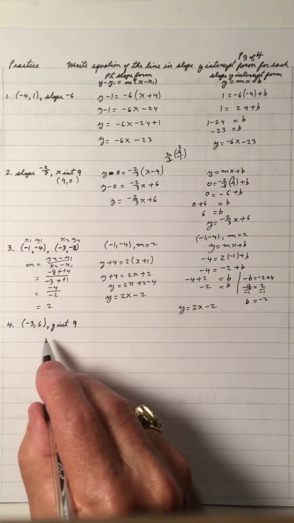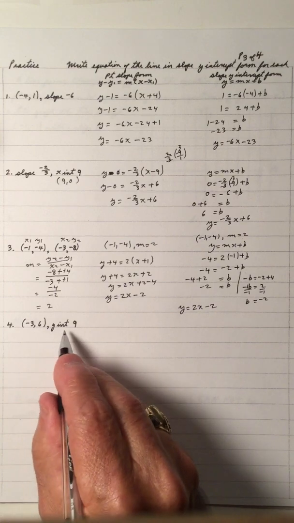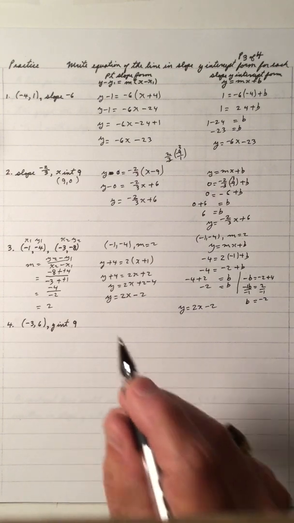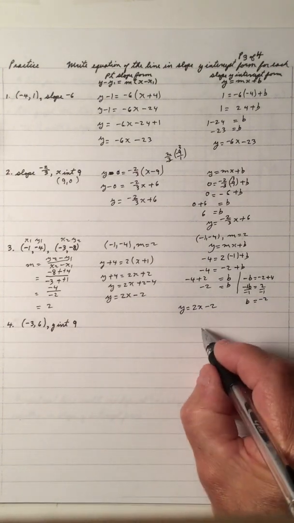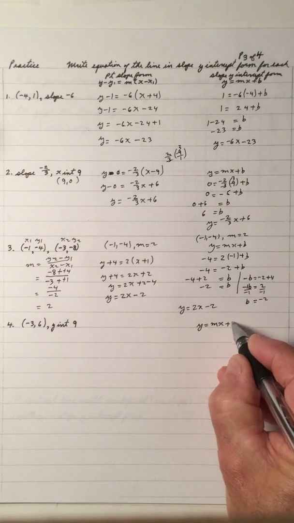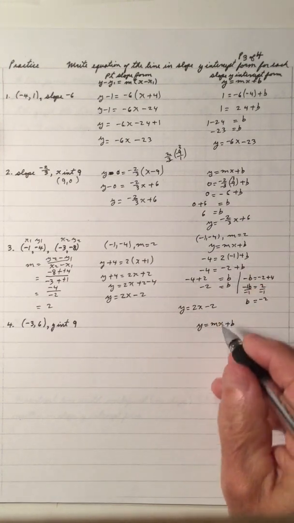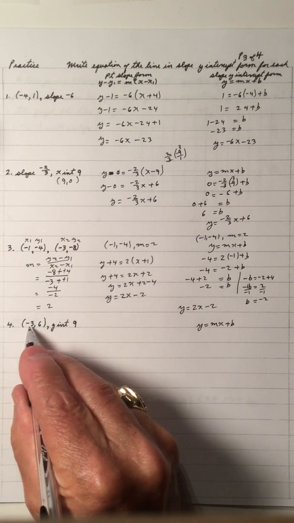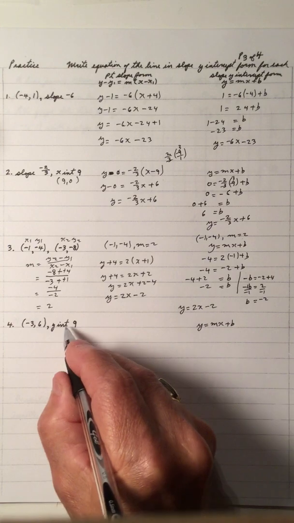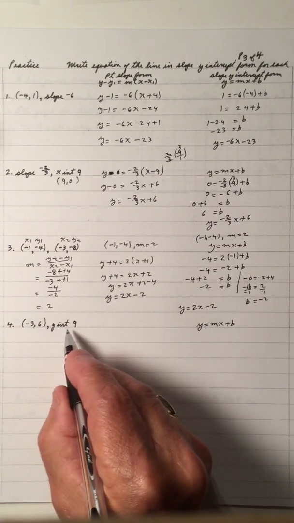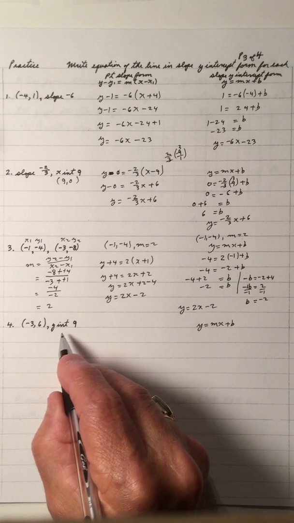And number 4, we have a point and a y-intercept, but we don't have a slope. So we have to get the slope first, or some people, let me do this one first. Y equals mx plus b. Let's do the slope y-intercept form right away. I have a point, which is my x and y, and I have my y-intercept is 9. My y-intercept of 9, that's my b.